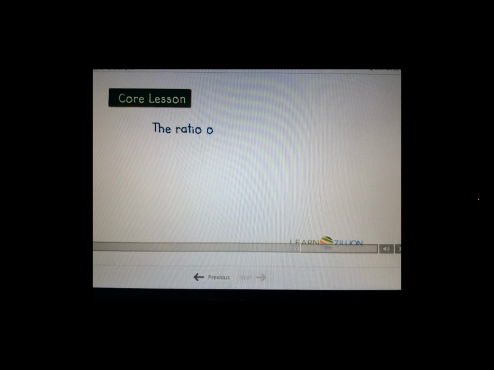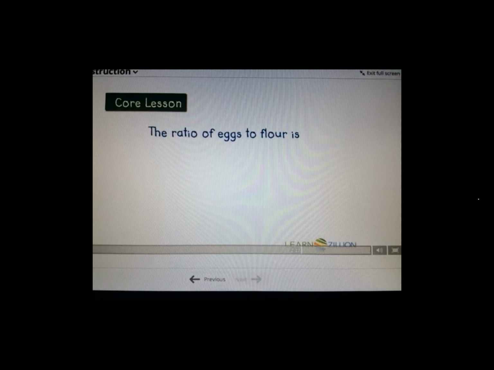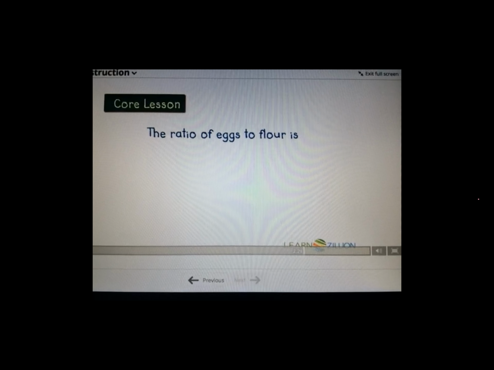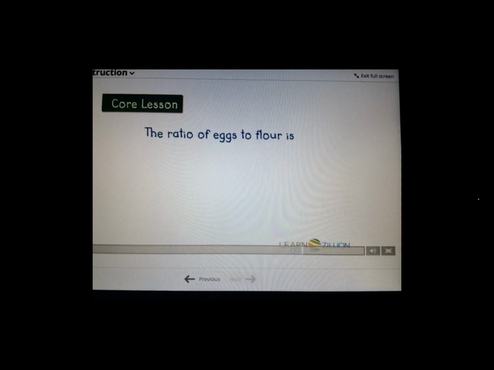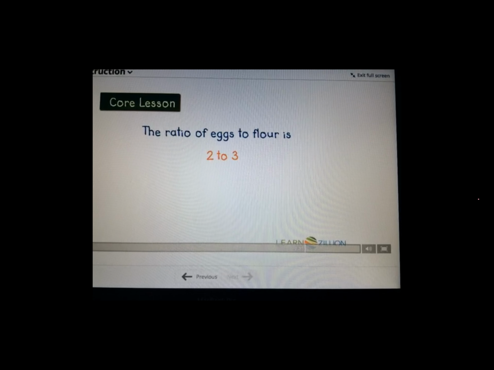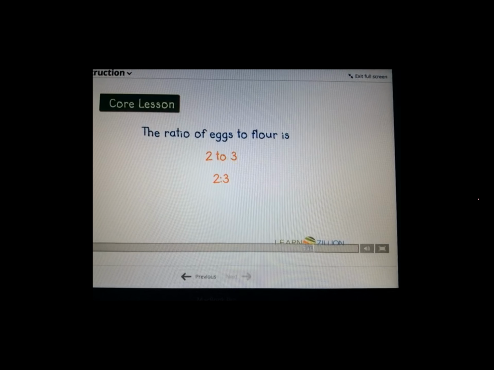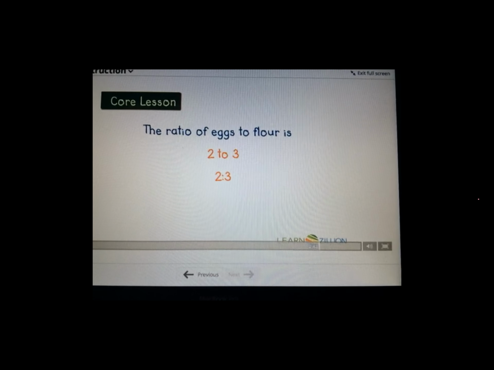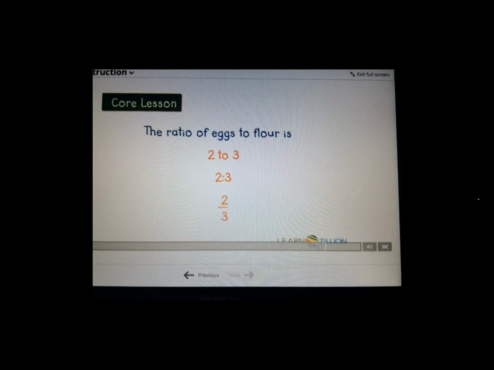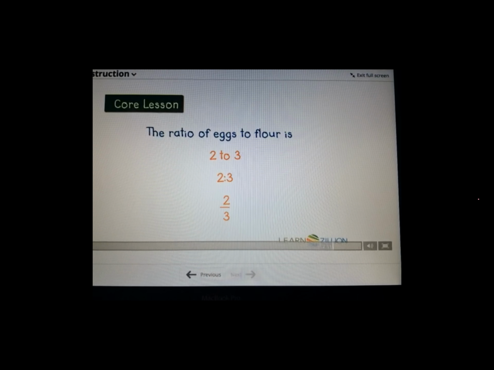Now, there are a bunch of different ways that mathematicians write and talk about ratios. So we could do it like what you've seen so far, 2 eggs for every 3 cups of flour. Or you could say the ratio of eggs to flour is 2 to 3, and you use that word to. Or 2 to 3 using a colon. Or 2 to 3 using a fraction bar. All of these are different ways of saying the same thing, the same ratio.